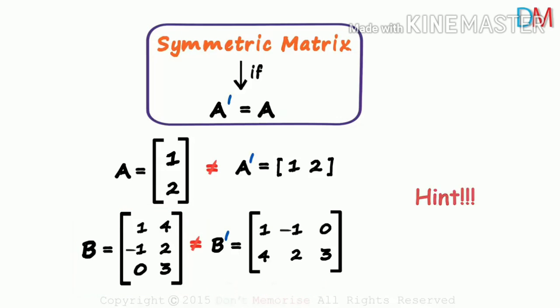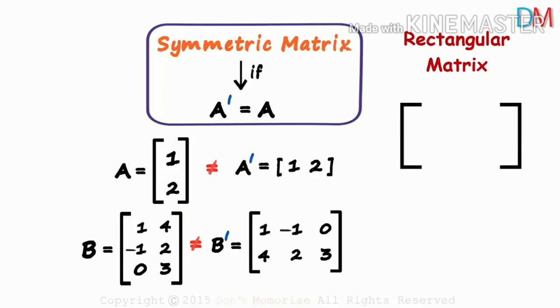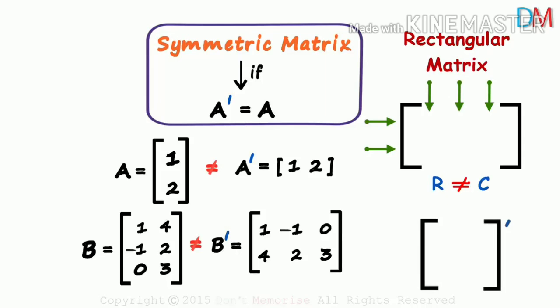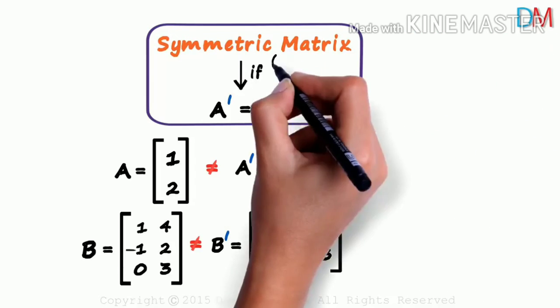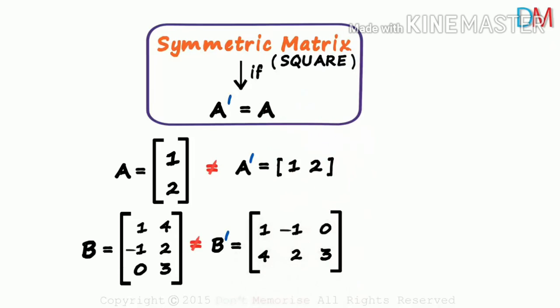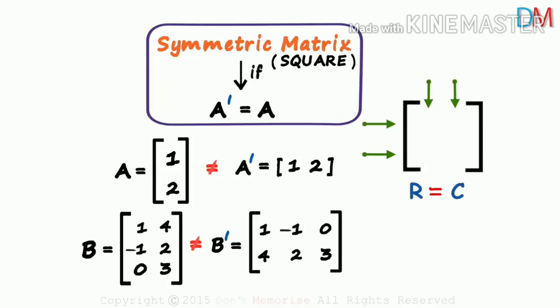This should give us a hint. Tell me, can a rectangular matrix ever be symmetric? A rectangular matrix is a matrix in which the number of rows is not equal to the number of columns. Can it ever be symmetric? No chance, because the order of the transpose will definitely be different from that of the matrix. Only a square matrix can be symmetric. A square matrix is a matrix in which the number of rows is equal to the number of columns.